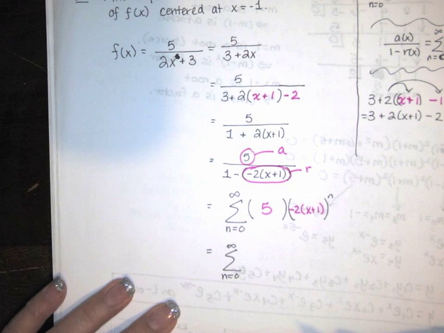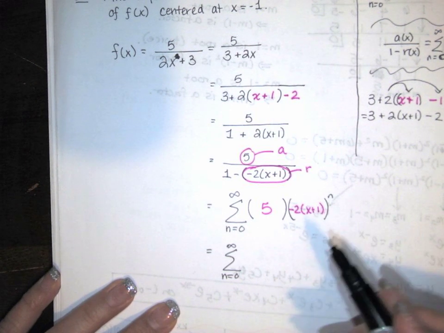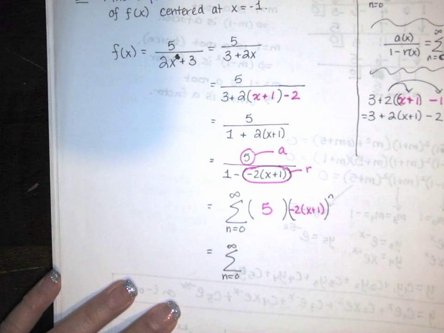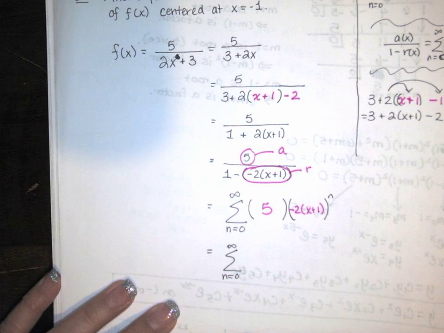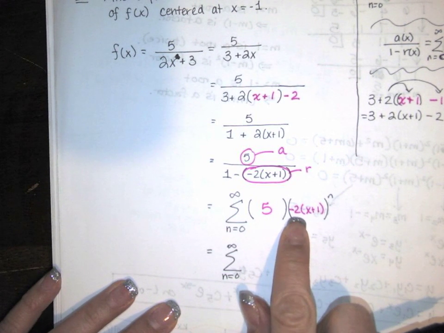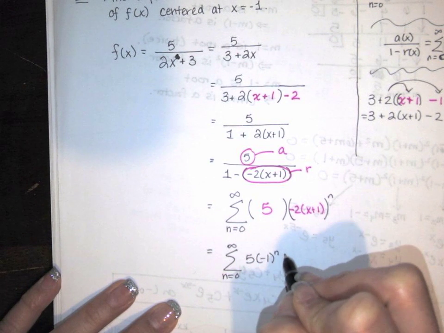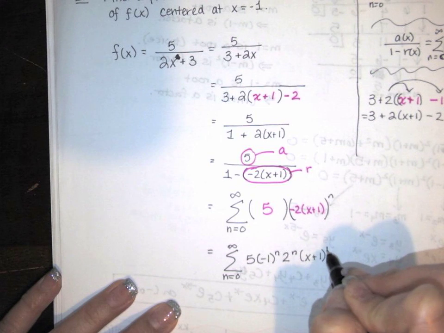Now you're done, technically. If I asked you for the power series centered at x equals negative 1, this is correct. But again, we might want to differentiate and anti-differentiate this later. So I will distribute this n to all of the factors in the parentheses. And I know it looks like there are only 2 factors, but I want you to think of that negative as separate. There are 3 factors. That's a negative 1 times a 2 times an x plus 1. So we have 5 times negative 1 to the n times 2 to the n times x plus 1 to the nth power.